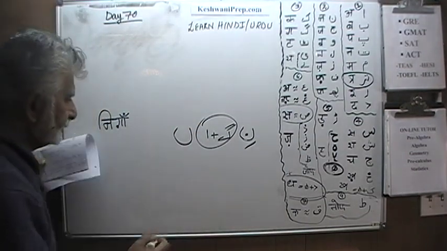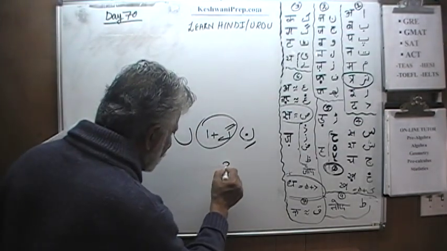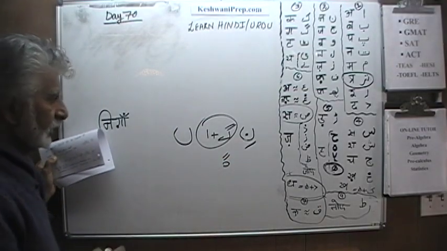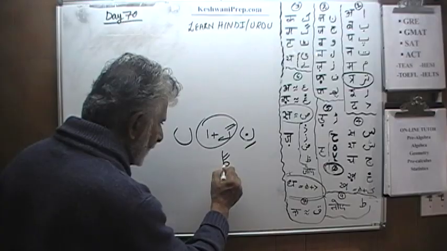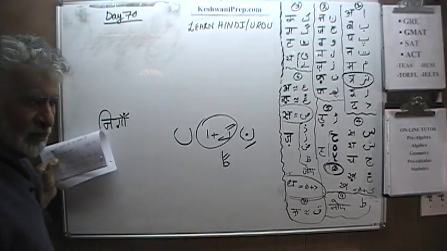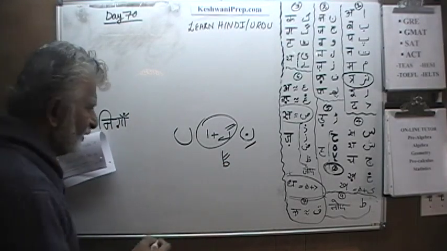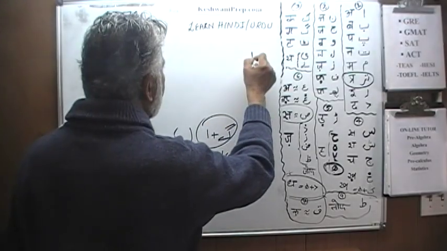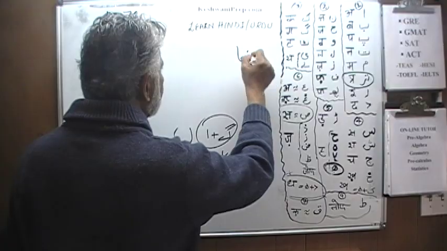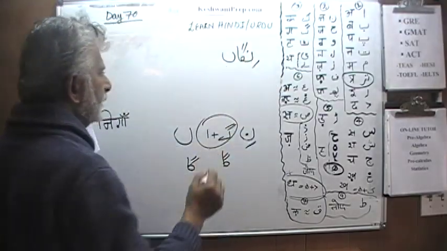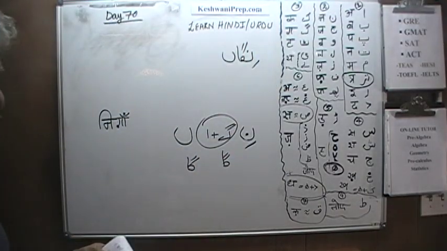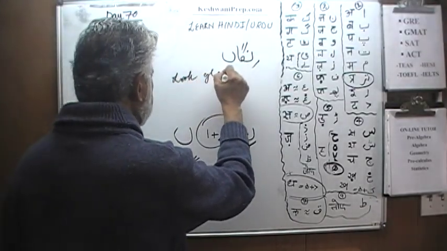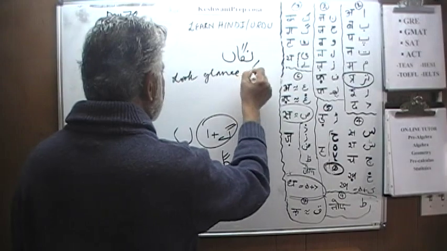Let's put them together. Gaf, when it's about to join something, it looks like this. That's what it looks like, to which alif is going to join. But we don't write it in such a stupid way. It has to be written in one shot. It looks like this. Let's put them together. Na, ni, nigah. What does nigah mean? Nigah means look. It means glance. It means sight.